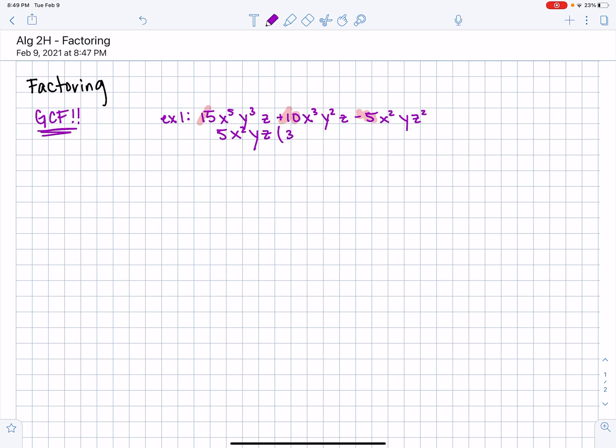So 3x to the 3rd, because x squared times x to the 3rd is x to the 5th, y squared, and z times 1, or z times itself, is just z, plus 2x y z, and one more, minus. For this one, the x squared is already pulled out, the negative 5 is already pulled out, and then we're just multiplying this by 1z to get negative 5x squared y z squared, and we can close off those parentheses. So that's the first thing that you want to look for, that GCF. Pull out your greatest common factor.